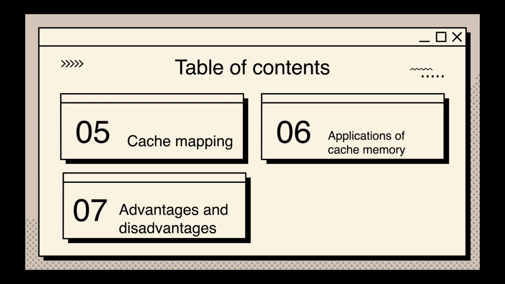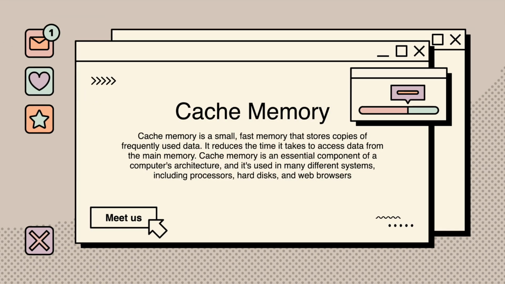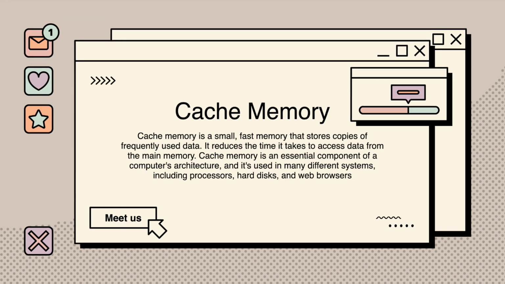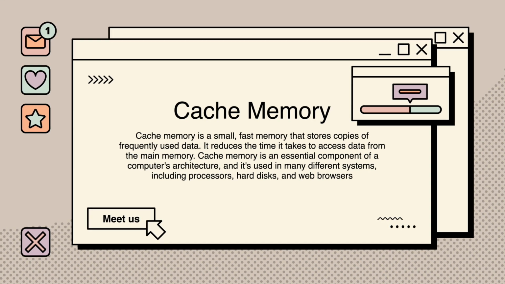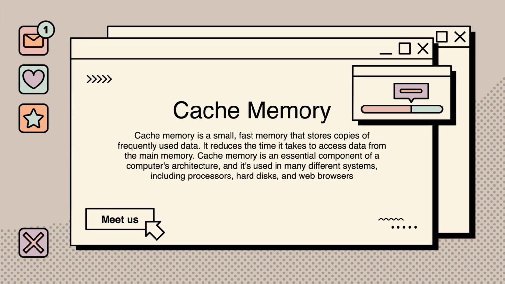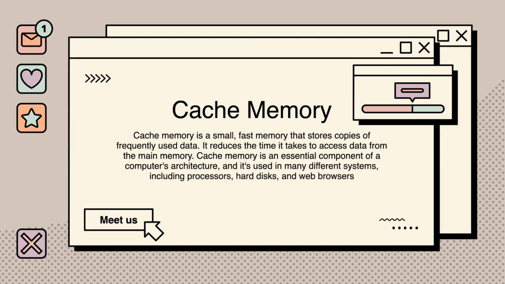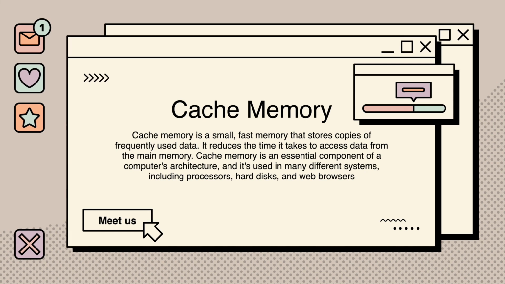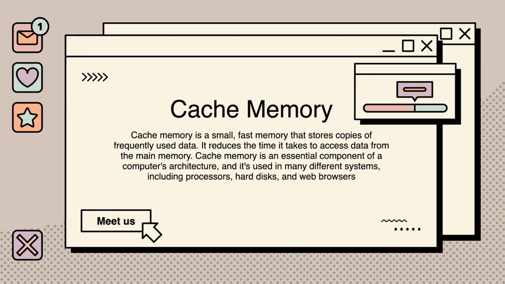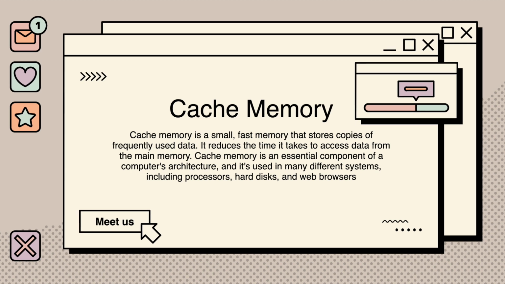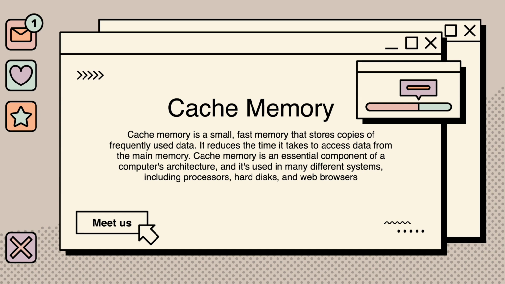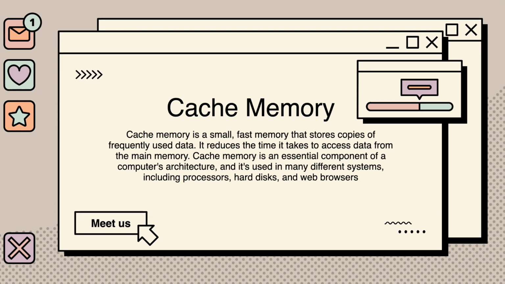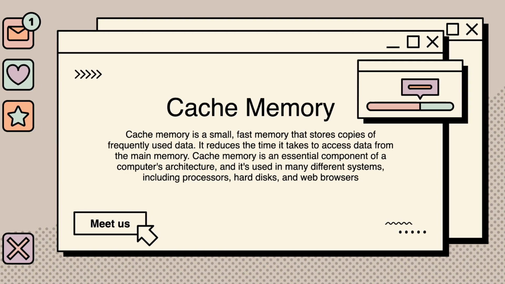Now let's see what is cache memory in computer organization. Basically, it is a special very high-speed memory. The cache is the smaller and faster memory that stores copies of the data from frequently used main memory locations. There are various different independent caches in a CPU, which store instructions and data. The most important use of cache memory is that it is used to reduce the average time to access data from the main memory.